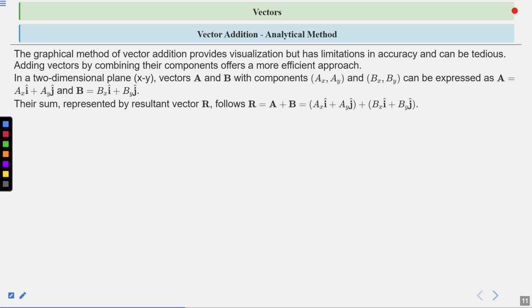Their sum is represented by the resultant vector. So add both vectors: A vector, that is Ax i cap plus Ay j cap, and B vector, that is Bx i cap plus By j cap. So just substitute the values of A vector and B vector.